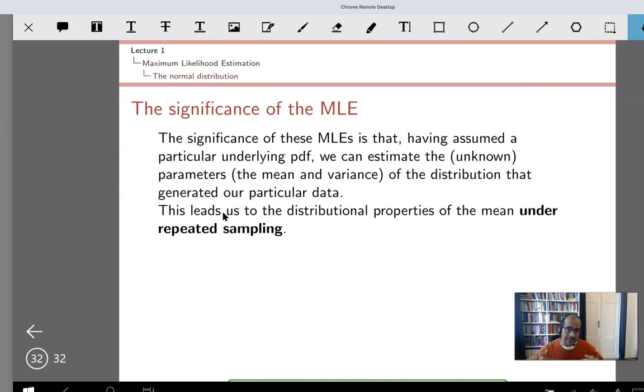So that's the relevance of these maximum likelihood estimates. They give us some estimates of the true parameters, not necessarily the correct estimate, but they give us the maximum likelihood estimate given the particular data that we have. Okay, so this now leads us to the distributional properties of this maximum likelihood estimate under repeated sampling. That's where the statistical analysis becomes possible, right? When we start thinking about possible repeated experiments and calculations of the maximum likelihood estimate under repeated experiments. So that's something I will discuss in the next lecture.